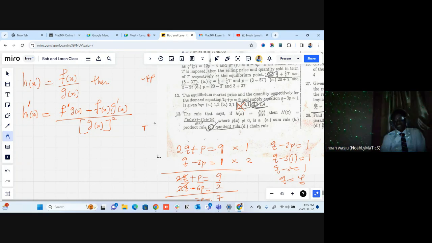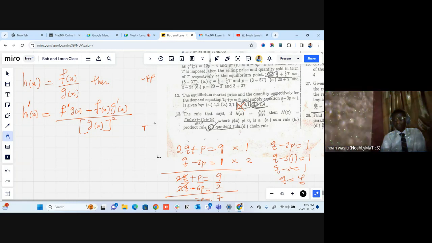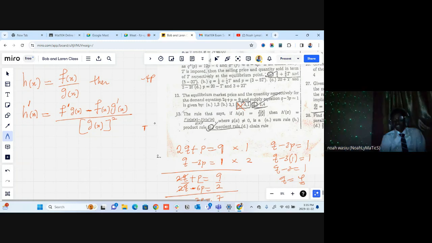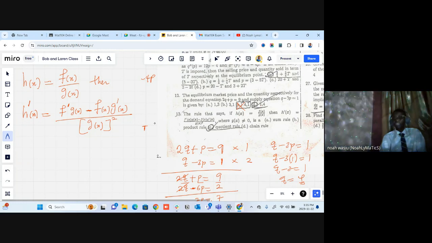Can you give an answer to that? Do you understand why it is quotient rule? Or do you want me to explain? It's quotient rule because I already said if you have a function in terms of a fraction and you want to find the derivative, you always use quotient rule. So you don't need to be confused at all. This is our u and this is our v.